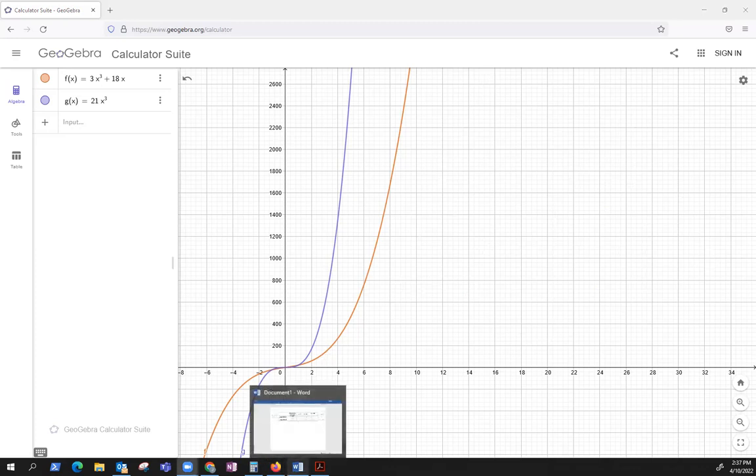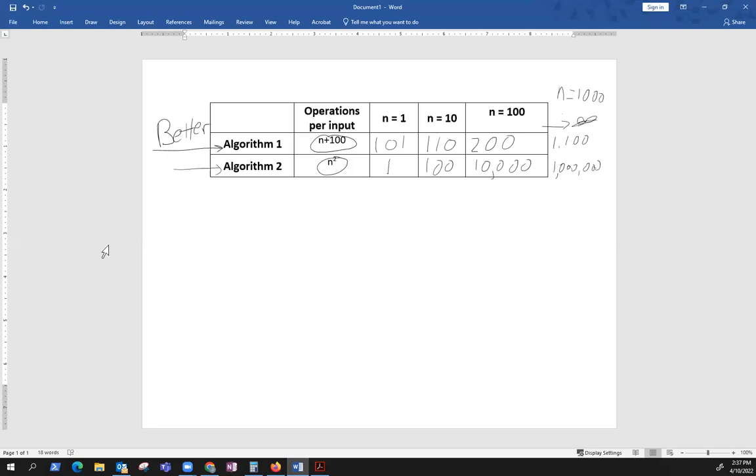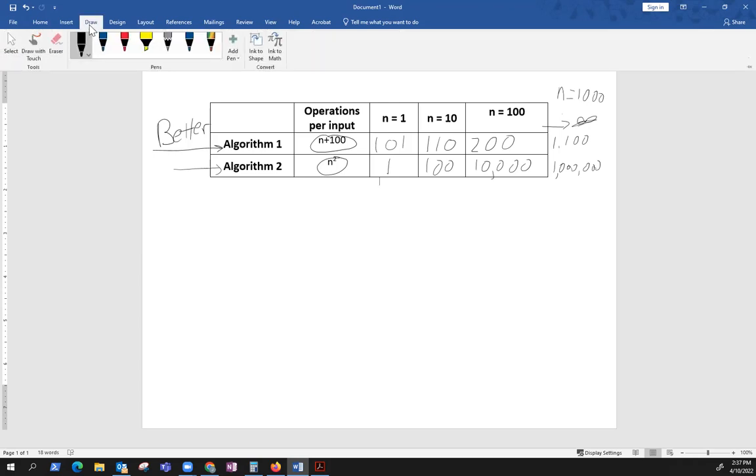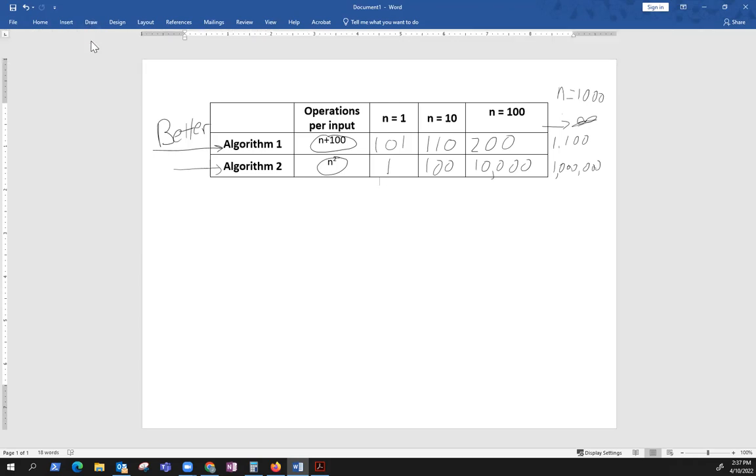So let me just get something blank that I can write on. I want to show analytically, that is without drawing the graphs, that 3x cubed plus 18x is big O of x cubed. Now, there's another video that I want you to watch that gives you an example with polynomials that discusses why, if you have polynomials, something special happens at x equals 1.